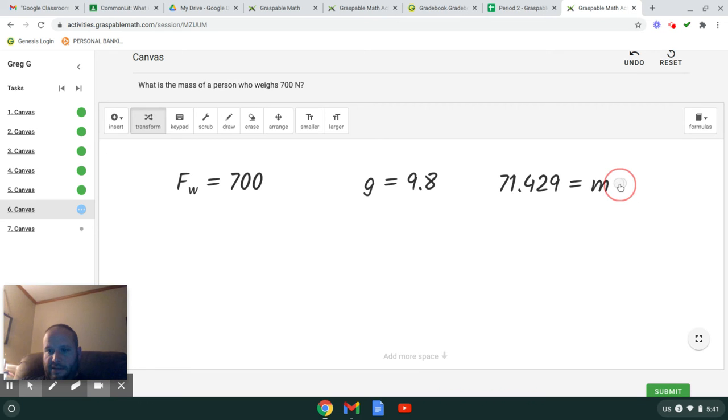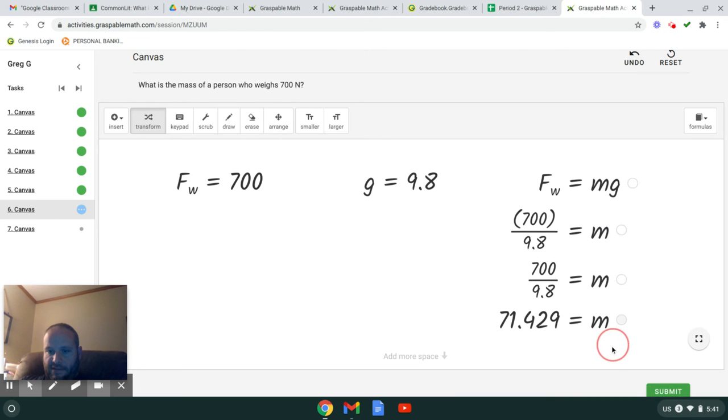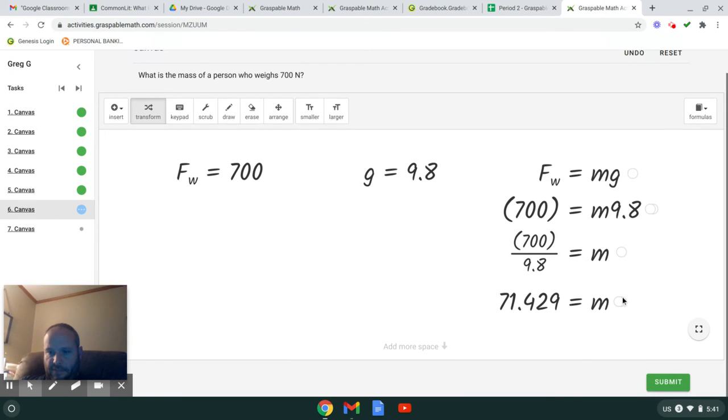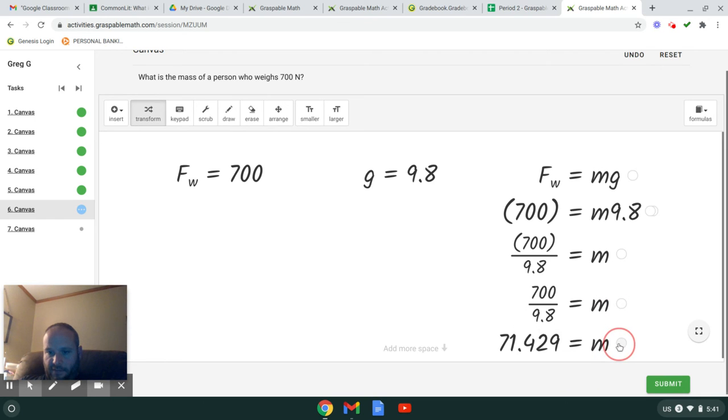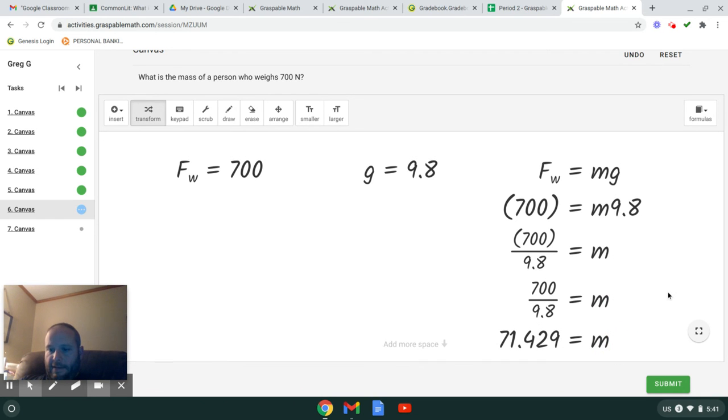And again, I can take this little circle and drag it down to see all my steps. And I can even go further if I wanted to. There we go. And then we hit submit.